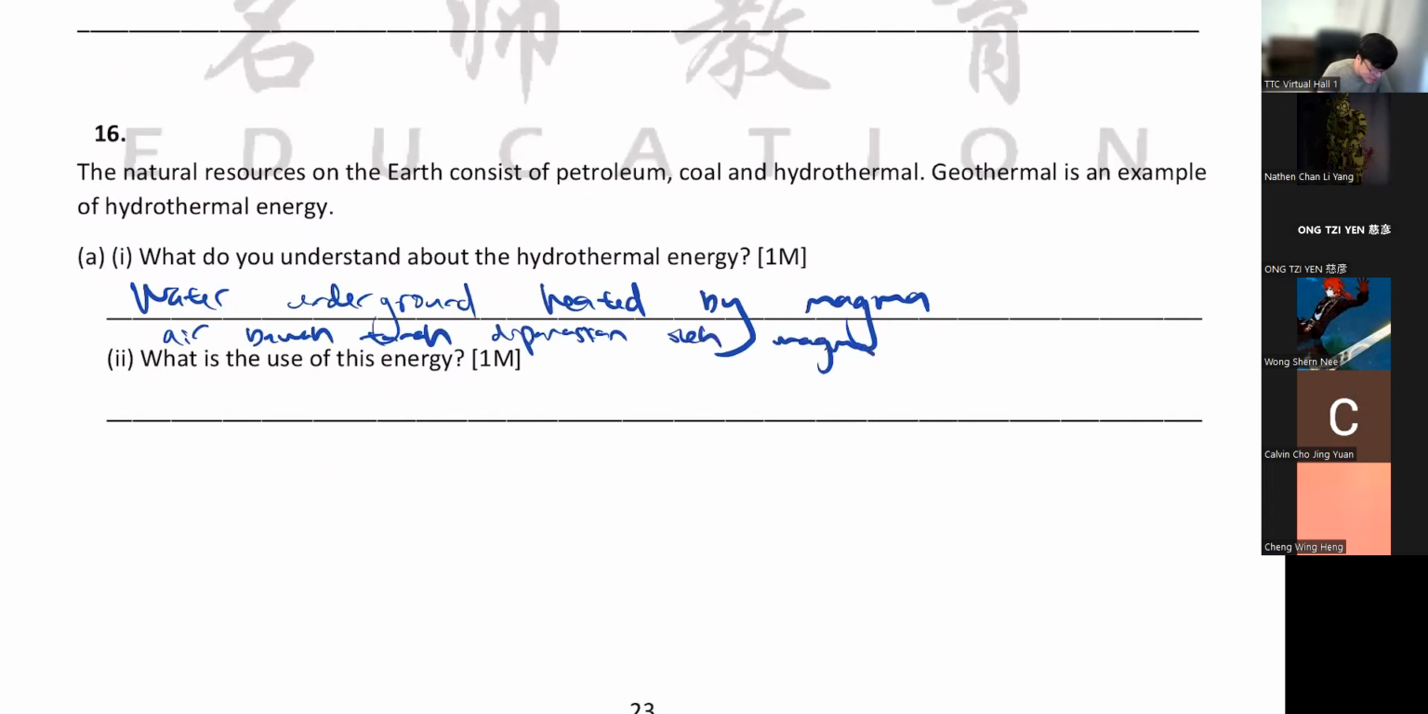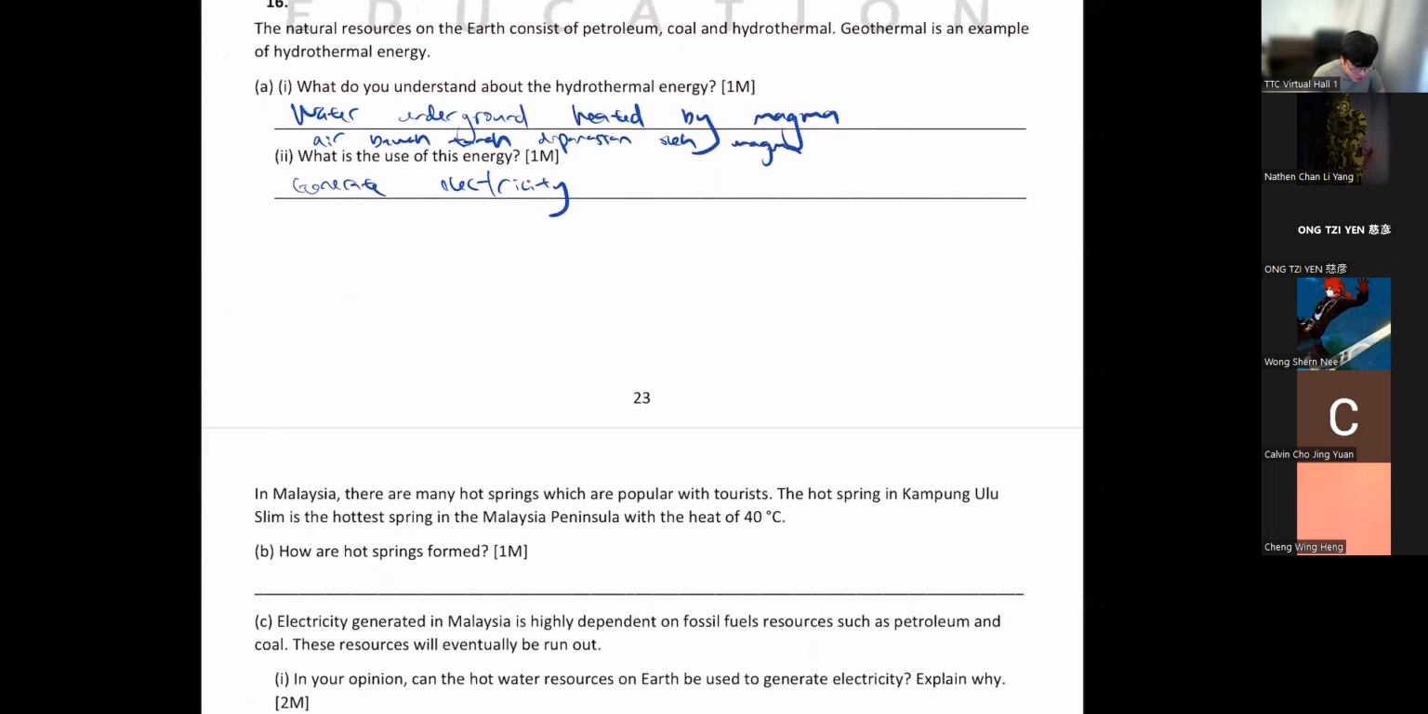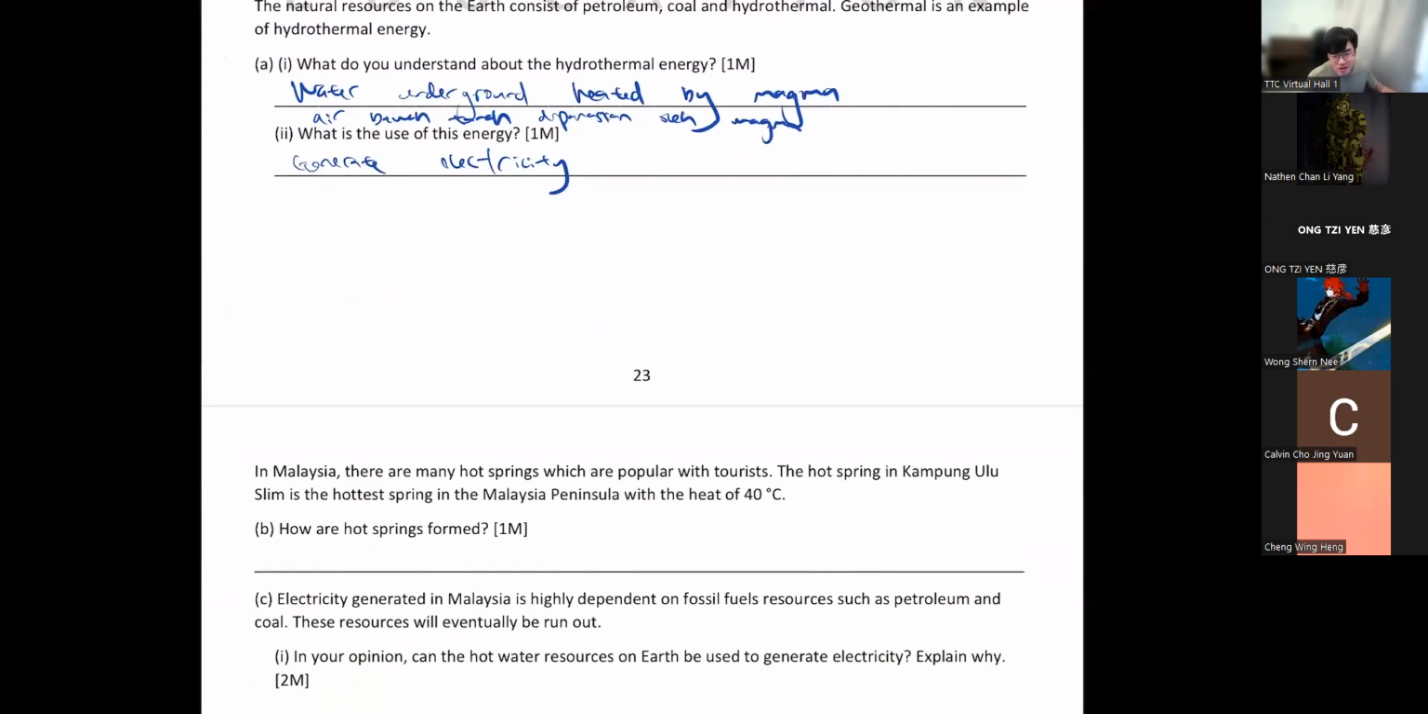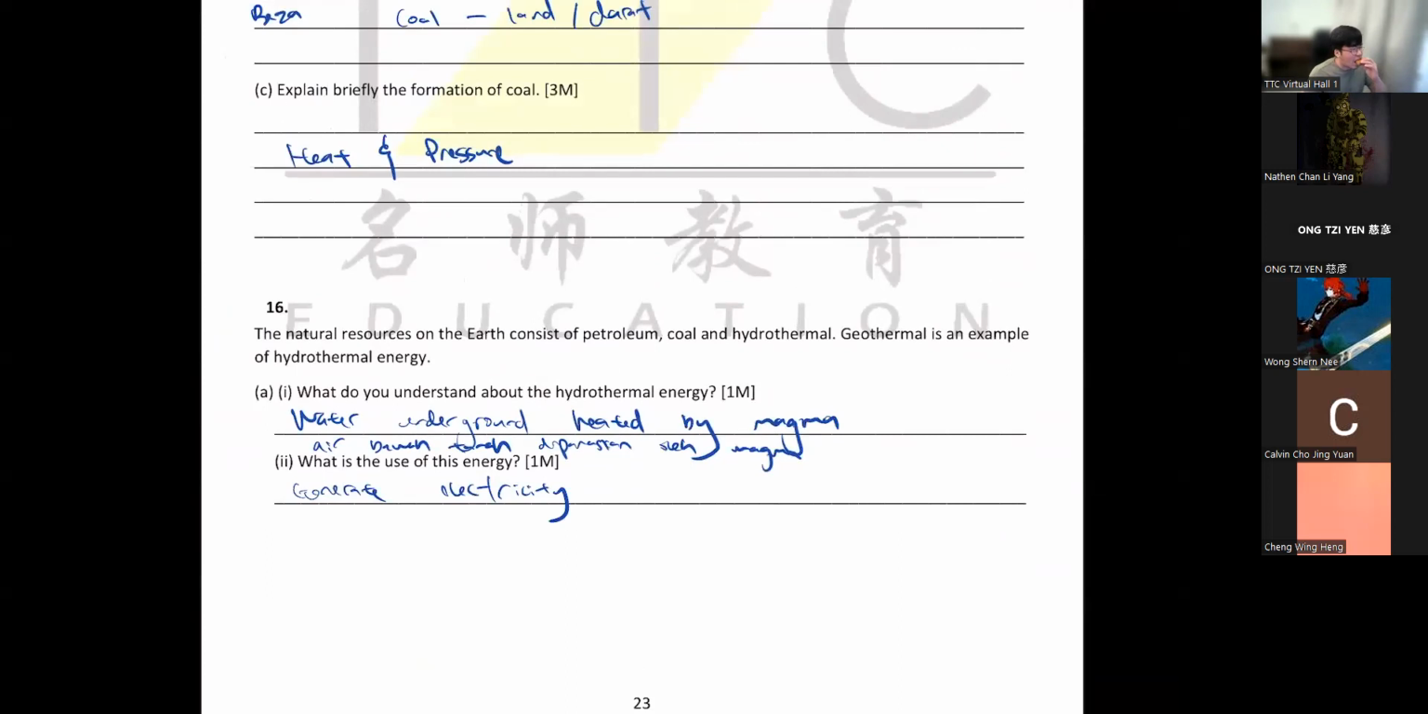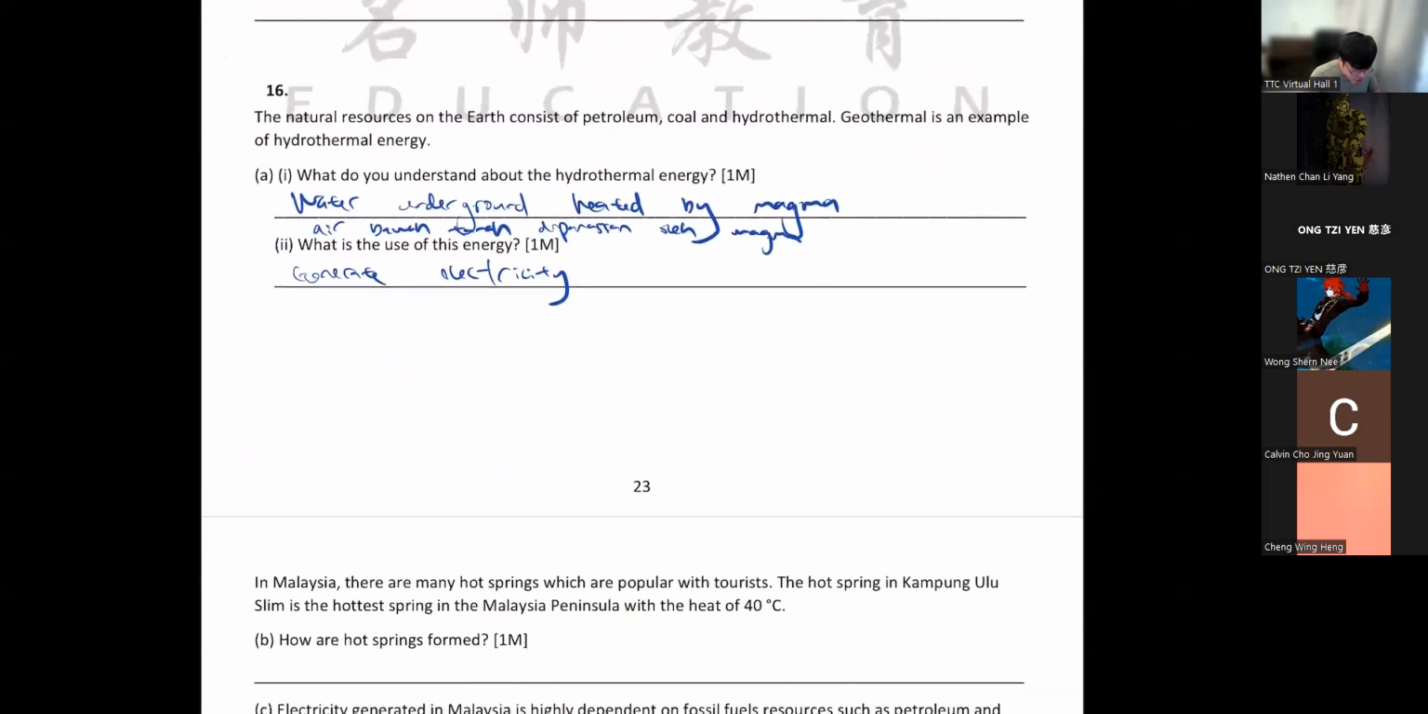Okay, what is the use of this energy? This is to generate electricity. Hey guys, I'm trying to cover as many exercises as I can, so I'm writing very fast here, so my handwriting is a little bit sorry. Sorry, not sorry, okay? I'm just writing the main points, the rest you fill in yourself. If you need the answers, please get them from me. Come WhatsApp me or I'll put them in Google Classroom, so please check the answers there.